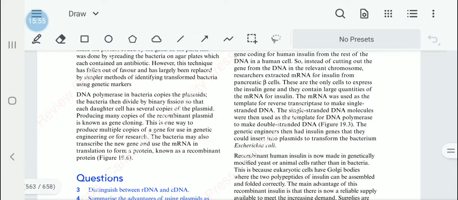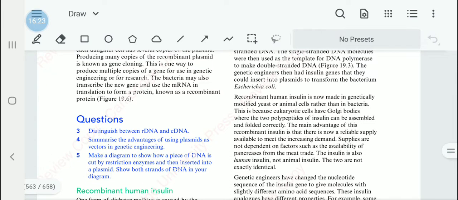Leave a line and write: DNA polymerase in bacteria will copy the plasmids. When the bacteria divide by binary fission, many copies of recombinant plasmid would be produced by gene cloning. And I hope you understood. Please do question number 3, 4 and 5.